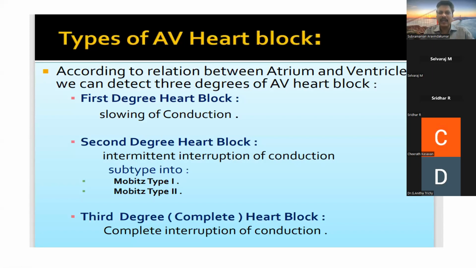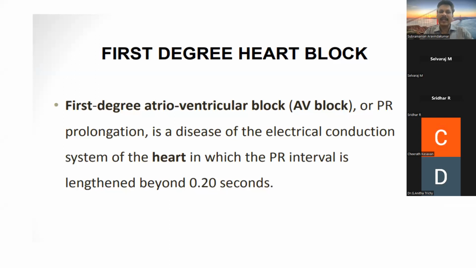According to the relationship between the atrium and ventricle, we can detect 3 degrees of AV block. One is first degree AV block, second, third. First degree: all waves are conducted to the ventricles, but with a delay, slowing of conduction. That's all. Second degree: the P wave is consistently present, but some of the P waves are not conducting, some are conducting. In third degree AV block, there is no conduction happening. There is complete AV dissociation; atrium and ventricles are dissociated. We'll see how we can identify.